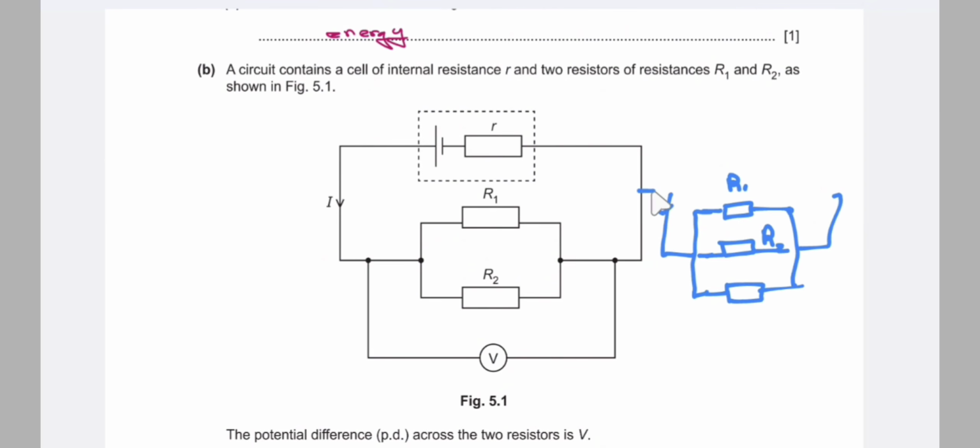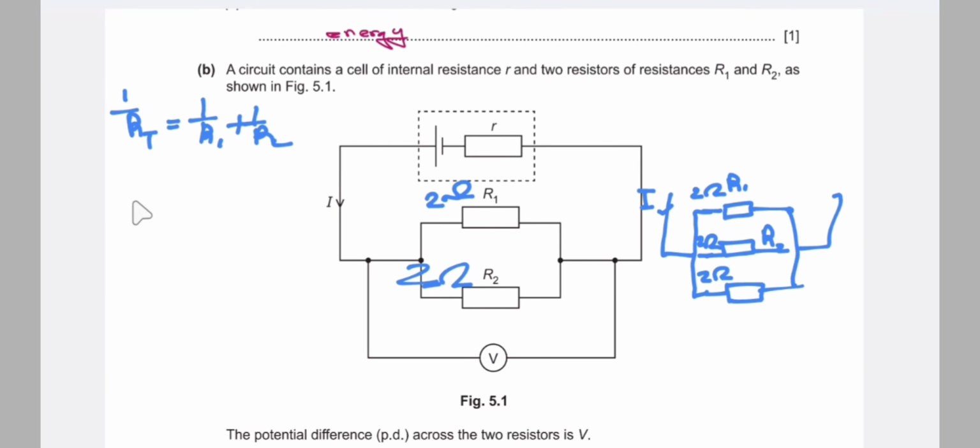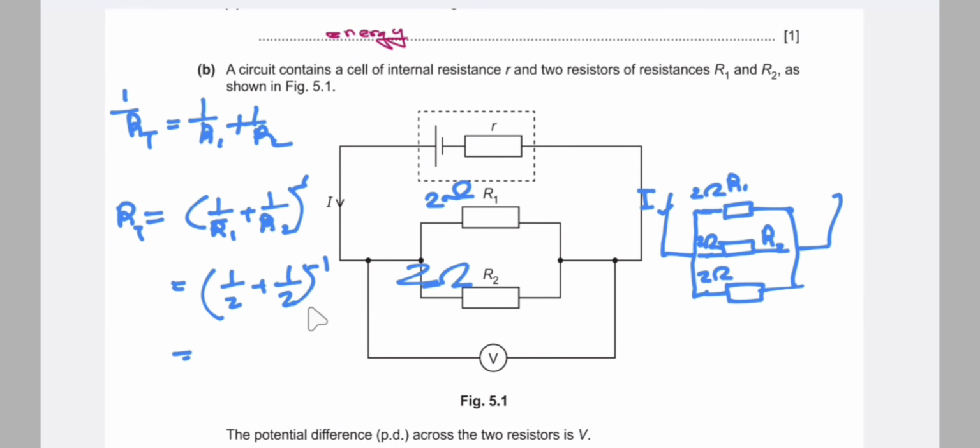Now to find the value of current, let's consider two situations. If both the resistances are 2 ohm, and the third would also be 2 ohm. For a parallel combination we know that 1 by R total is equal to 1 by R1 plus 1 by R2, so R total is equal to (1 by R1 plus 1 by R2) inverse. For two resistors, the combined resistance is (1 by 2 ohm plus 1 by 2 ohm) inverse, so the combined resistance is 1 ohm.